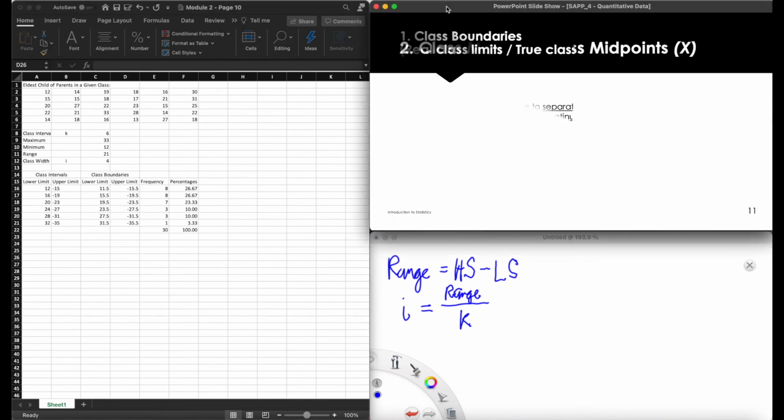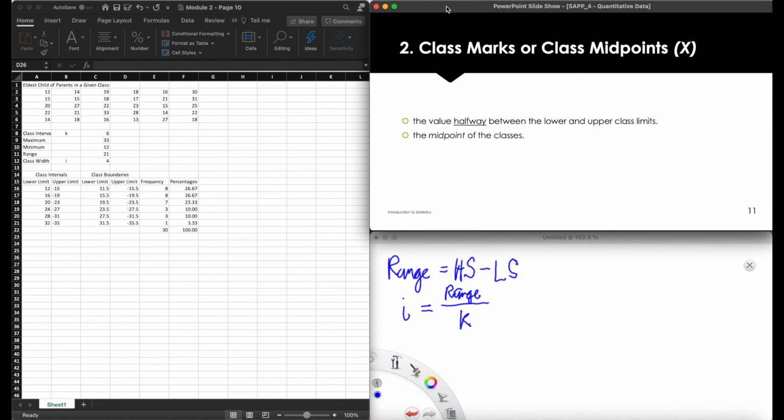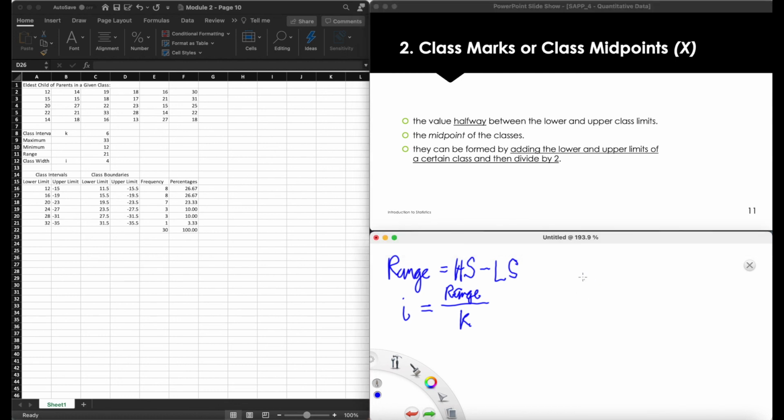Let's move on. We will have then class marks or class midpoints. This is the value halfway between the lower limit and the upper class limit. This is actually the midpoint of the classes, the middlemost part. They can be formed by adding the lower limit and the upper limit of a certain class and then dividing by 2. So how do we get the class mark or the class midpoint? It's denoted by x, by the way. So we'll have the lower limit plus the upper limit, and then we divide it by 2.